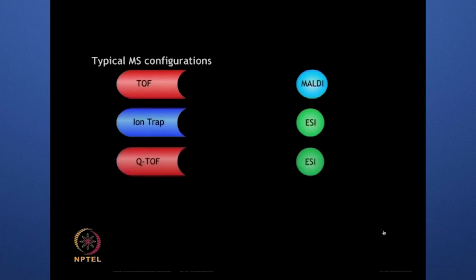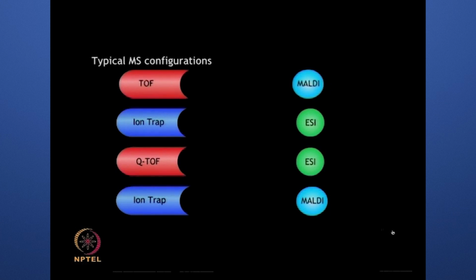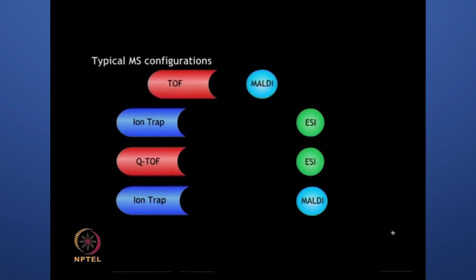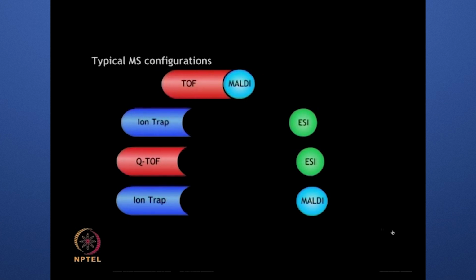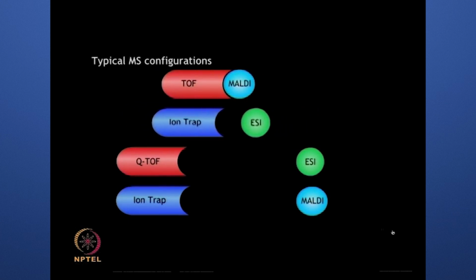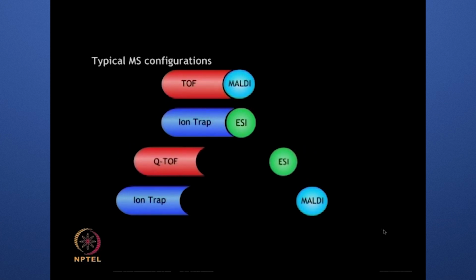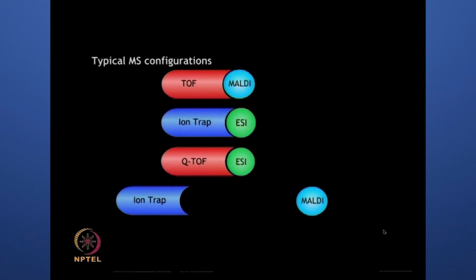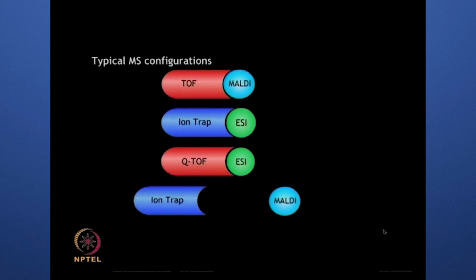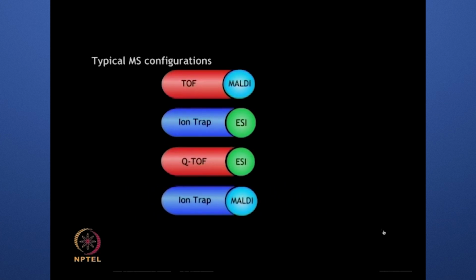The ionization source and mass analyzers can be combined in different ways to give various configurations for the mass spectrometer. Some of the most commonly used MS configurations are MALDI with time of flight (TOF), electrospray ionization (ESI) with ion trap, ESI with quadrupole time of flight (QTOF), and MALDI with ion traps.